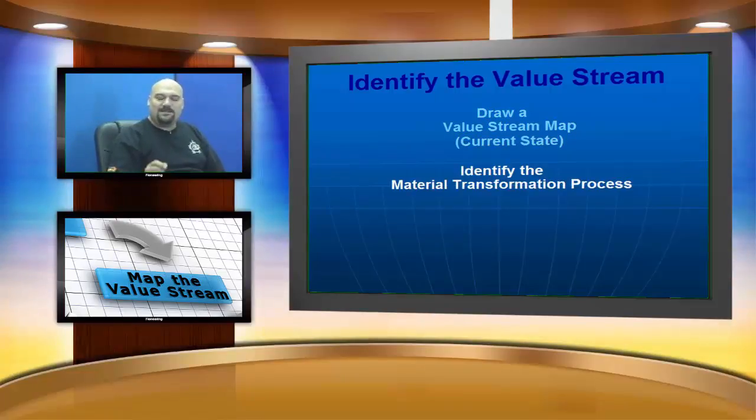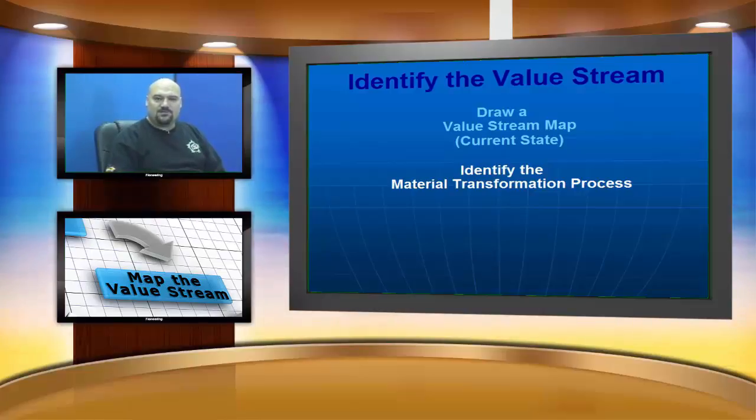Value stream mapping is a paper and pencil exercise. We really don't want anybody to have any reason for not doing the value stream mapping process. Now, how this works is with a paper and pencil, we're going to go through the material transformation process first. We usually start with the process closest to the customer. That means where the product is being delivered, and work our way upstream through the process.